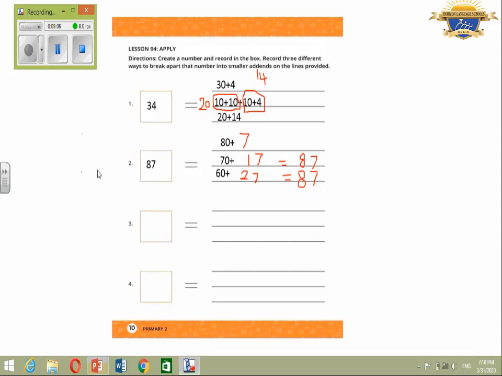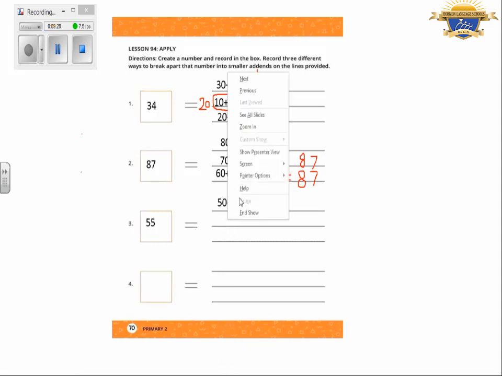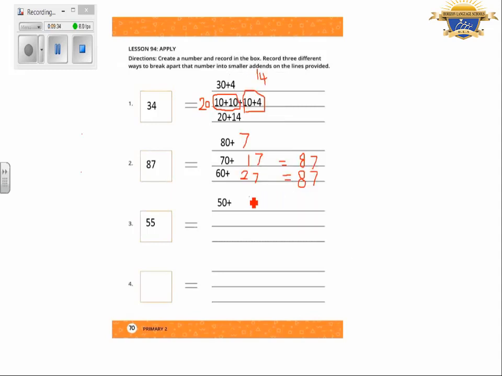Let's take problem number 3. Our number is 55. The first way we will decompose number 55 is into tens and ones. I have here 5 tens and 5 ones, so 50 in tens and 5 in ones. Excellent, so it will be 50 plus 5.